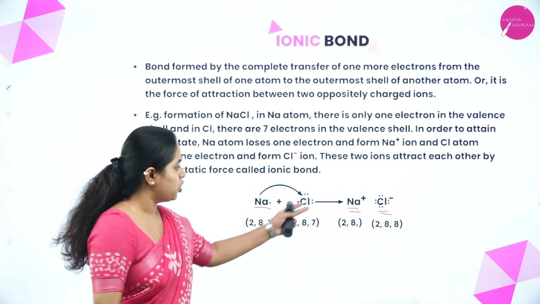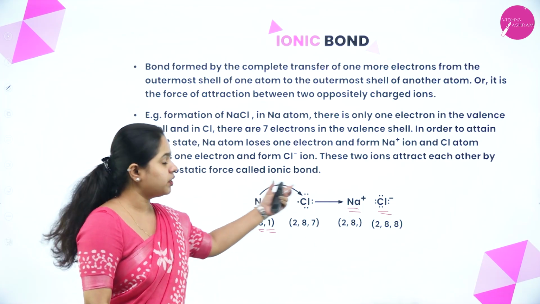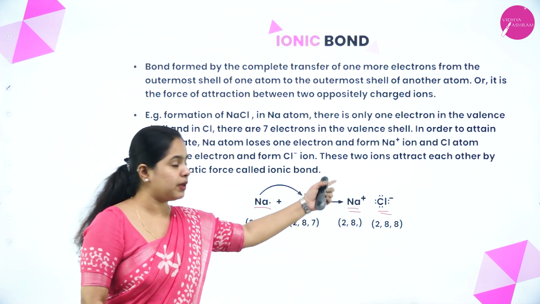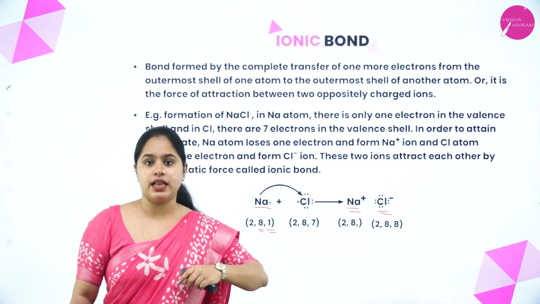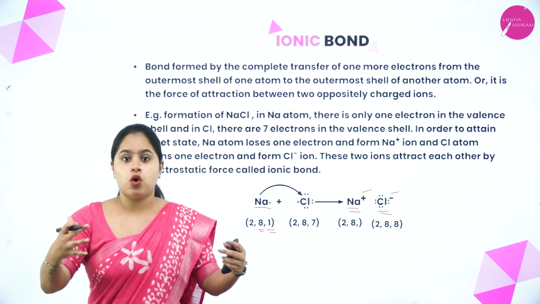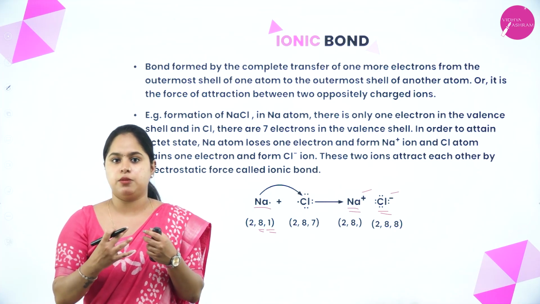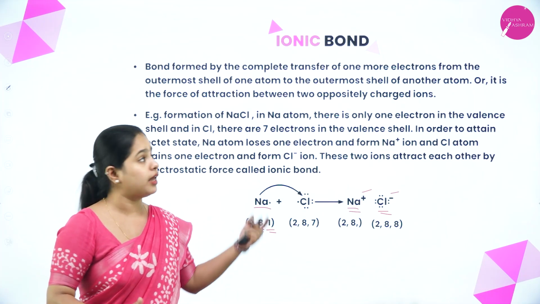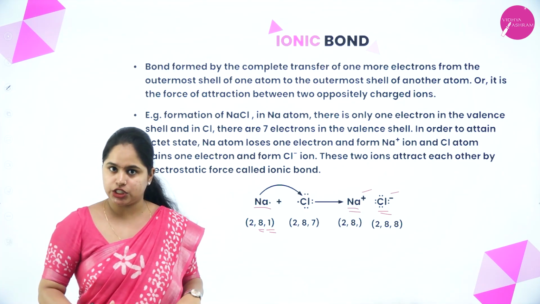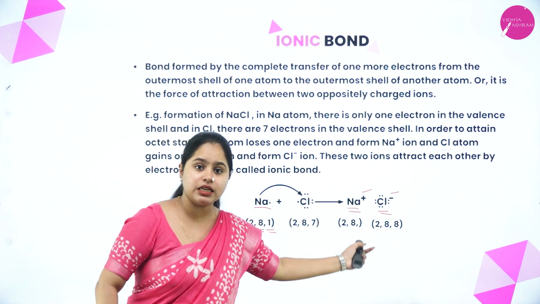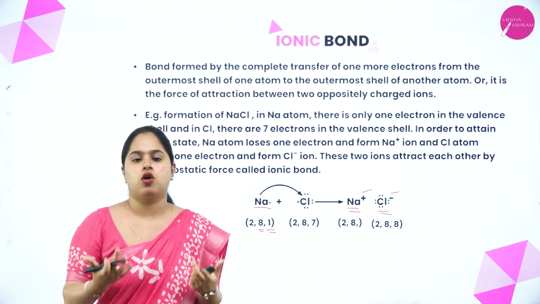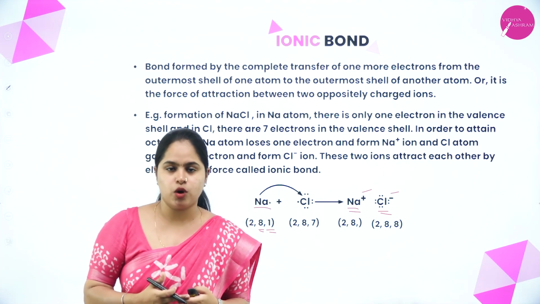As we can now see, from the transfer of electrons from sodium to chlorine, Na became Na+ and Cl became Cl-. So, there is a positive as well as a negative charge here. So, a force of attraction will be there between them. So, ionic bond can also be defined as the force of attraction between two oppositely charged ions. Two oppositely charged ions are formed here, and the attraction between these two is called ionic bond. So, I hope it is clear.